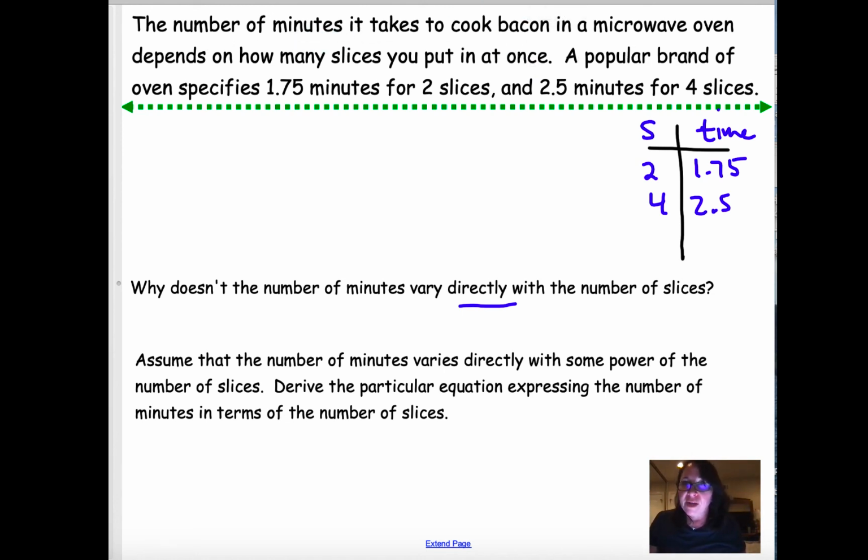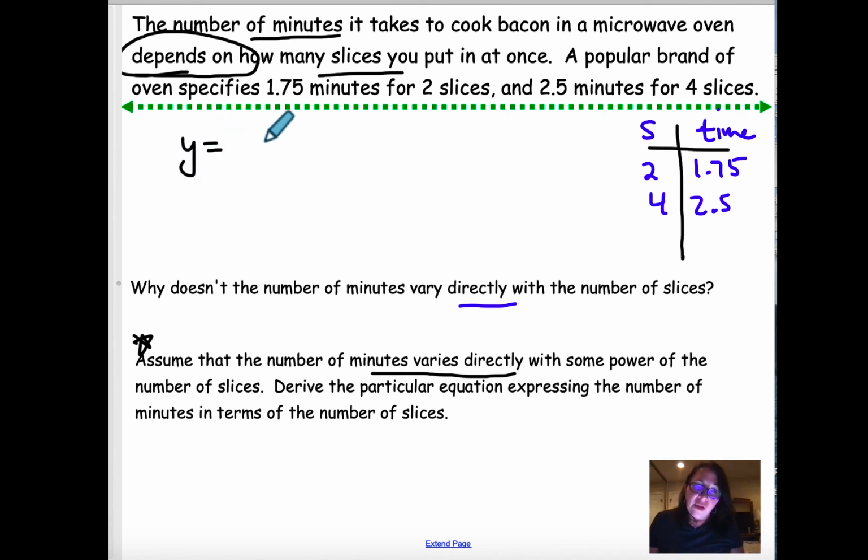How do I know it's a direct variation? I know it's a direct variation because it says the number of minutes it takes depends on, that's your variation, how many slices there are. So assume that the number of minutes varies directly with some power of the number of slices. So we're going to do a direct variation with a power. So we're going to go y equals k times x to the nth power. Oh, and I'm using the wrong letters, sorry, t and s, I like these better.